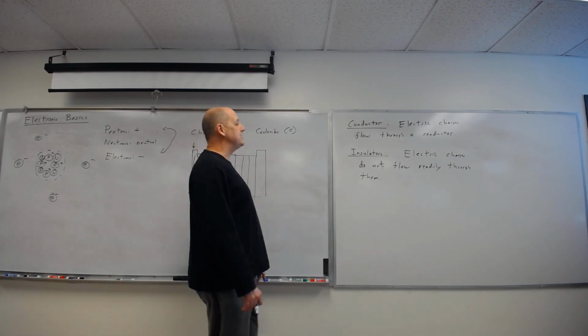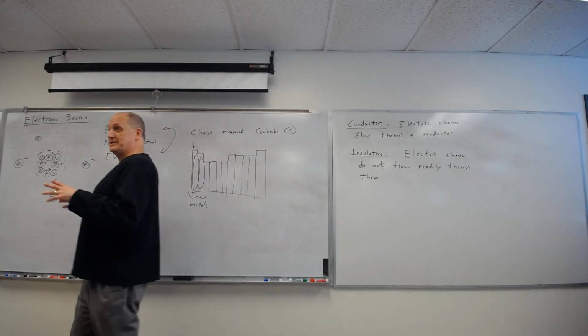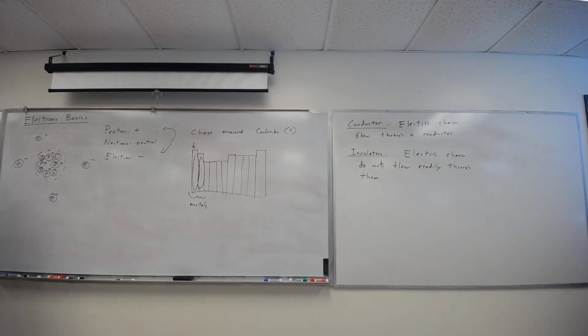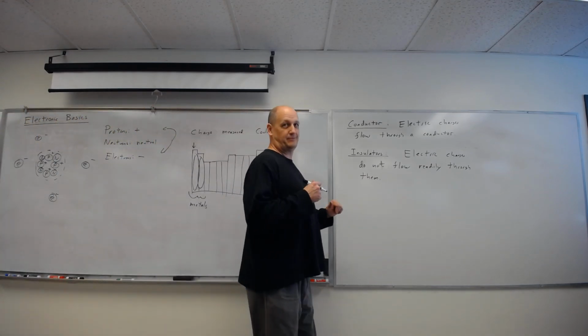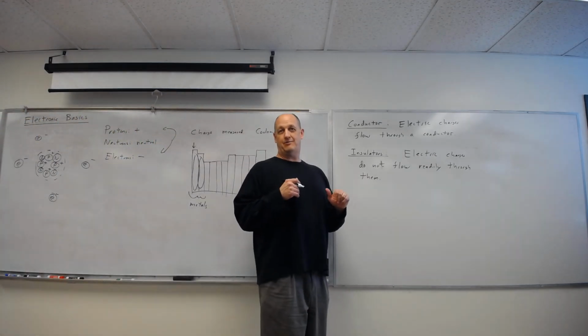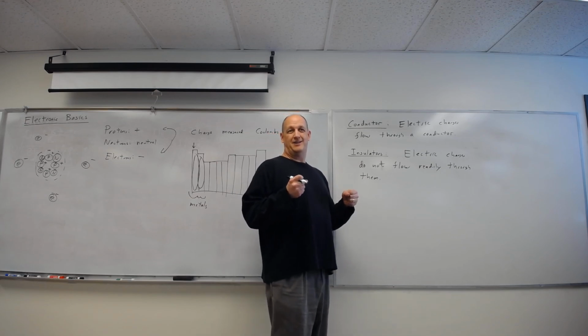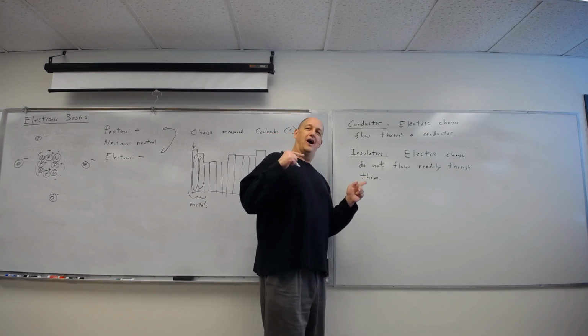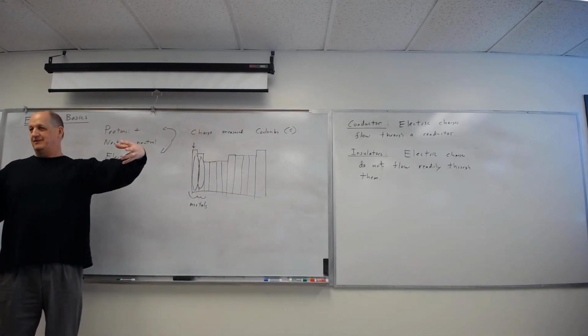Most things in nature are an insulator. Electric charges don't readily flow. I'm going to give you an insulator here that you may not think of as an insulator. Water. Don't stand in the water with the blow dryer, right? That's true. Why? Because water holds lots of ions inside of it.